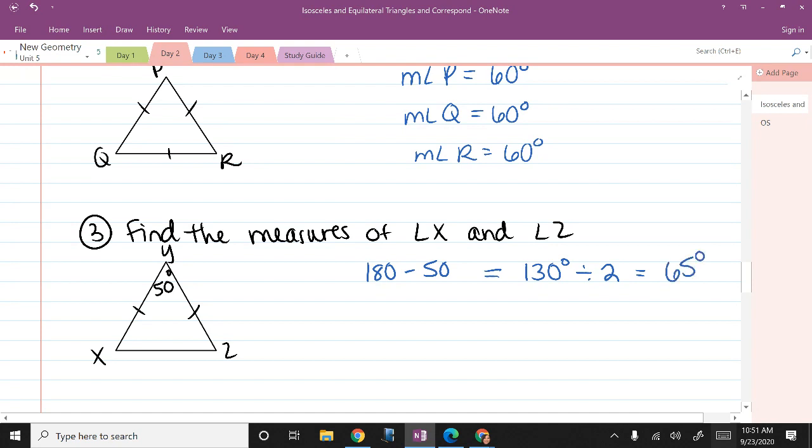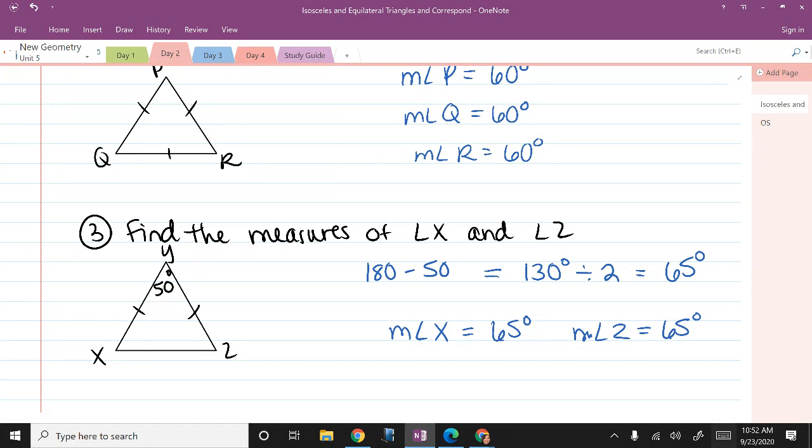65 degrees. So the measure of angle X is 65 degrees, and the measure of angle Z, love my handwriting today, equals 65 degrees. How could you check it? Right, add 65, 65, and 50, and they should equal 180. Good job.